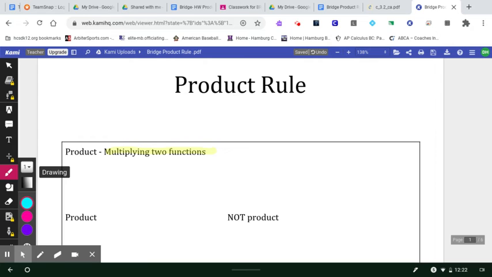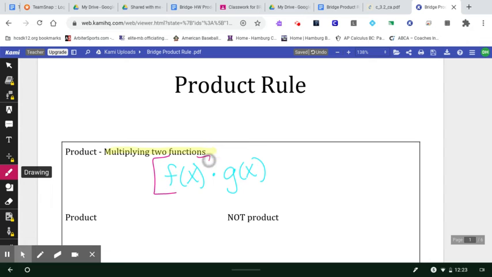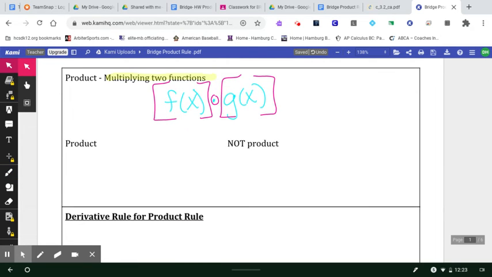So I just want to be clear, a function would be something in terms of x, like f of x times g of x. And you're going to see me do this a lot. I'm going to use a lot of brackets and just identify the first function and the second function. So things may or may not have the times sign between them, because obviously when you write two things next to each other, you don't always need a times sign. But I'm going to stress using the brackets throughout discovering the product rule. So I just wanted to talk about a few things that are product and a few things that are not product.